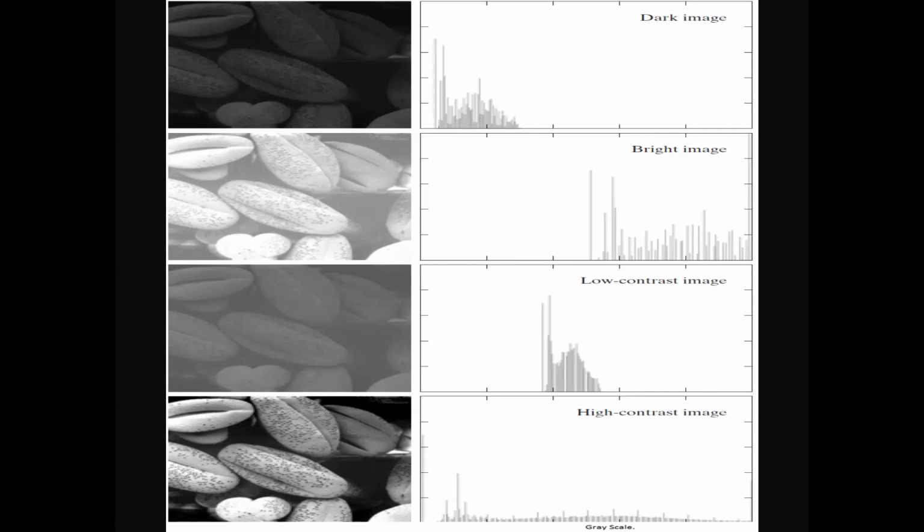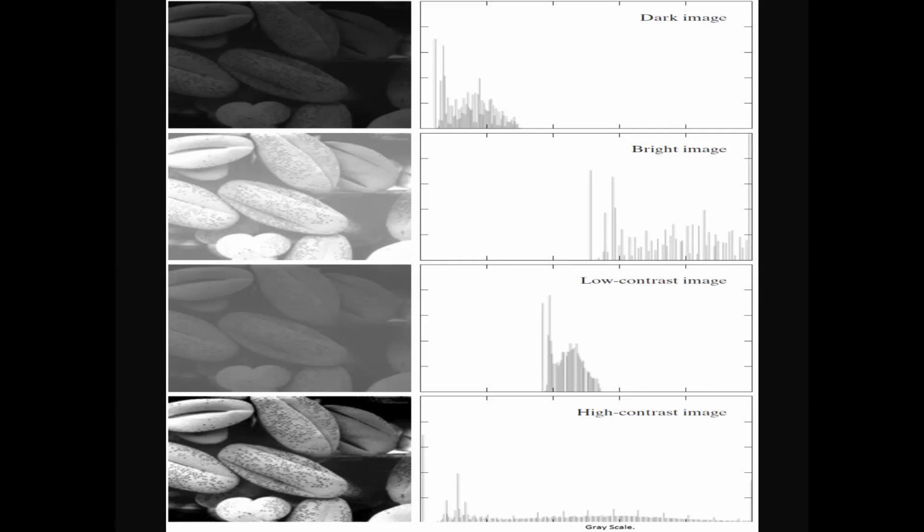That's why you can see the second histogram moving towards the right side. Why? Because it is a bright image. So almost all intensity levels will be at the brighter part. That's why the histogram is moving towards the bright side.